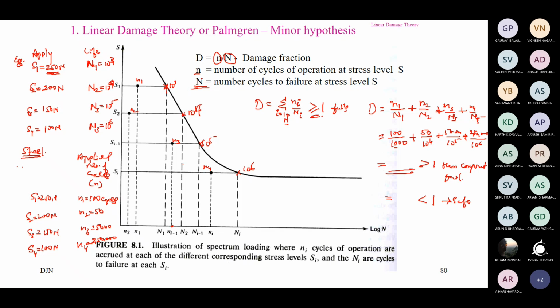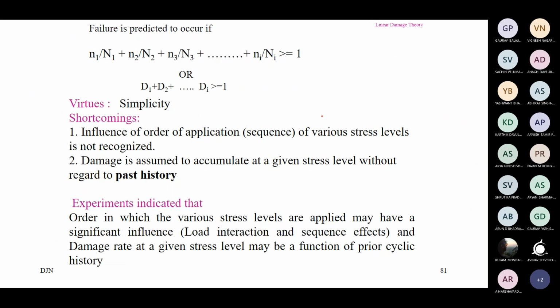Okay. So that is the drawback of this particular theory, the linear theory. Any doubts in this? What is actually the meaning of this linear theory? Here the same postulate has been written for I number of cycles. The advantage of this theory is that it is the most simple.